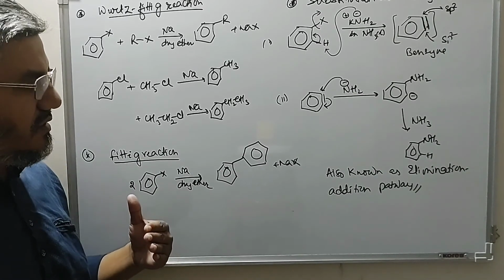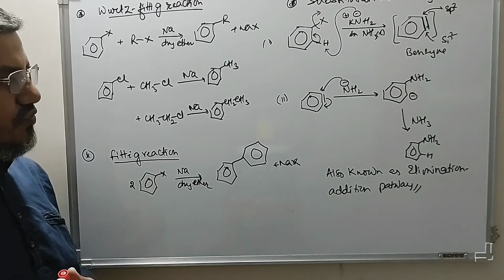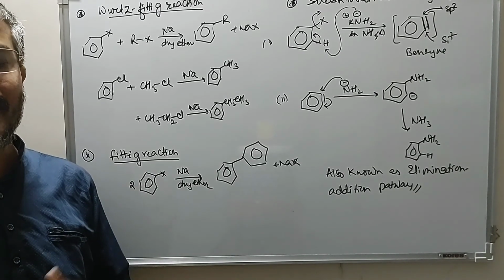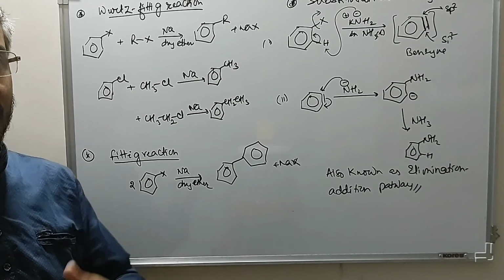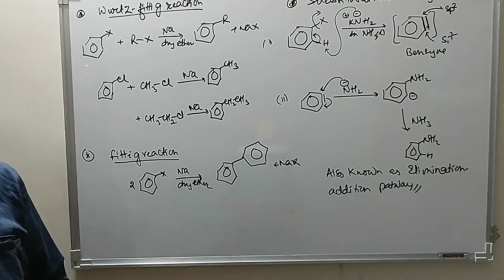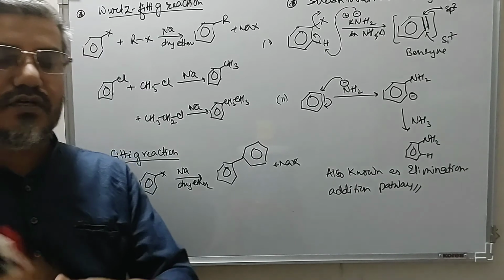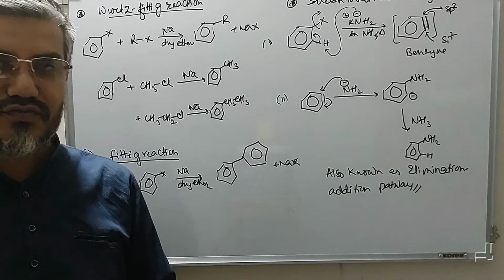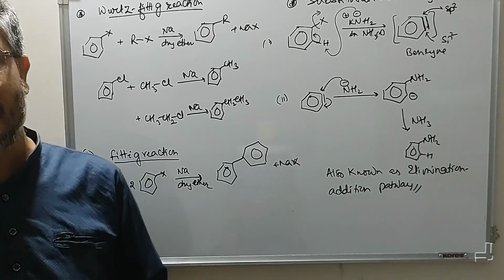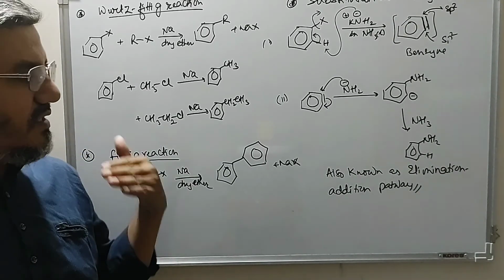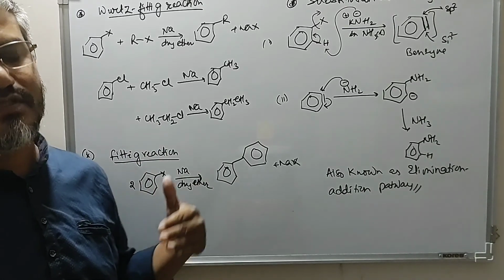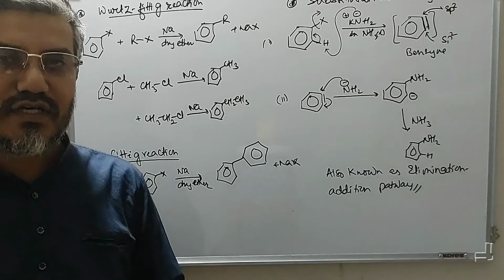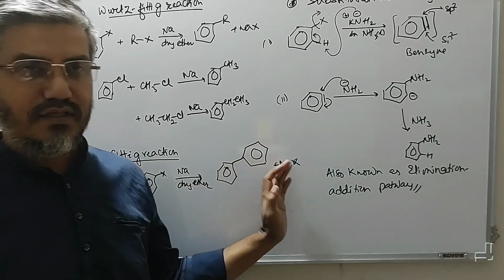So with this we come to the end of this chapter, that is haloalkanes and haloarenes. There we have discussed different types of reaction pathways and what the outcomes of these reactions are by use of different types of reagents, different types of substances like nucleophile, electrophile, etc. So with this we are winding up this chapter, and in the next video lecture we are going to take up a new chapter. Okay, have a nice day.